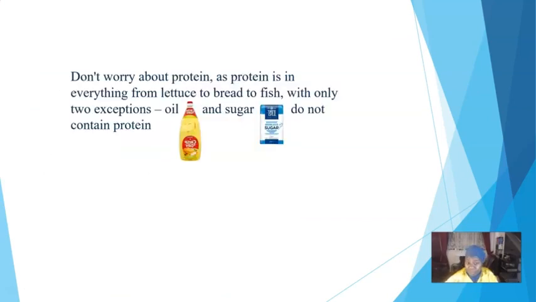As for protein, I don't want you to think too deeply about it because protein is present in almost everything, in all the food, like lettuce, bread, porridge, fish, chicken, meat. You find protein in them. So I'm not going to be discussing protein on its own, with the exception, of course, of oil and sugar. There's no protein in oil and sugar. Apart from that, it's present in everything.